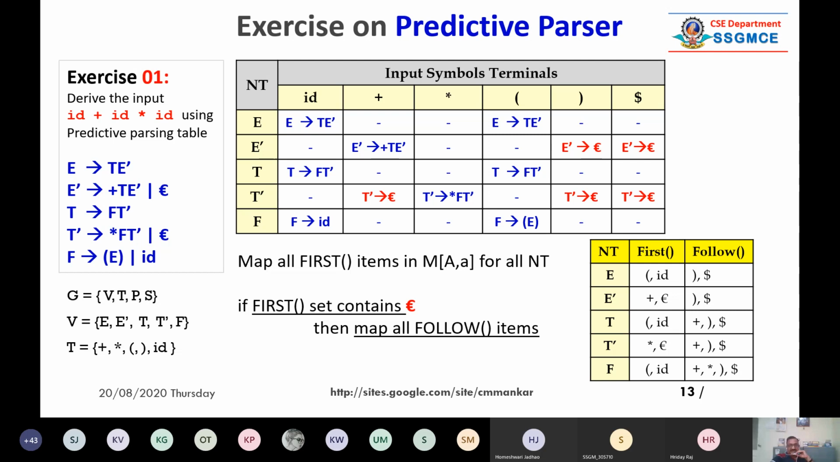So first item contains star. So what we are doing in the star column, we are mapping directly the T dash production rule like star F T dash. And then T dash contains three follow items, right? So three follow items are mapped with another production rule, that is T dash giving you epsilon. So it is colored in red.